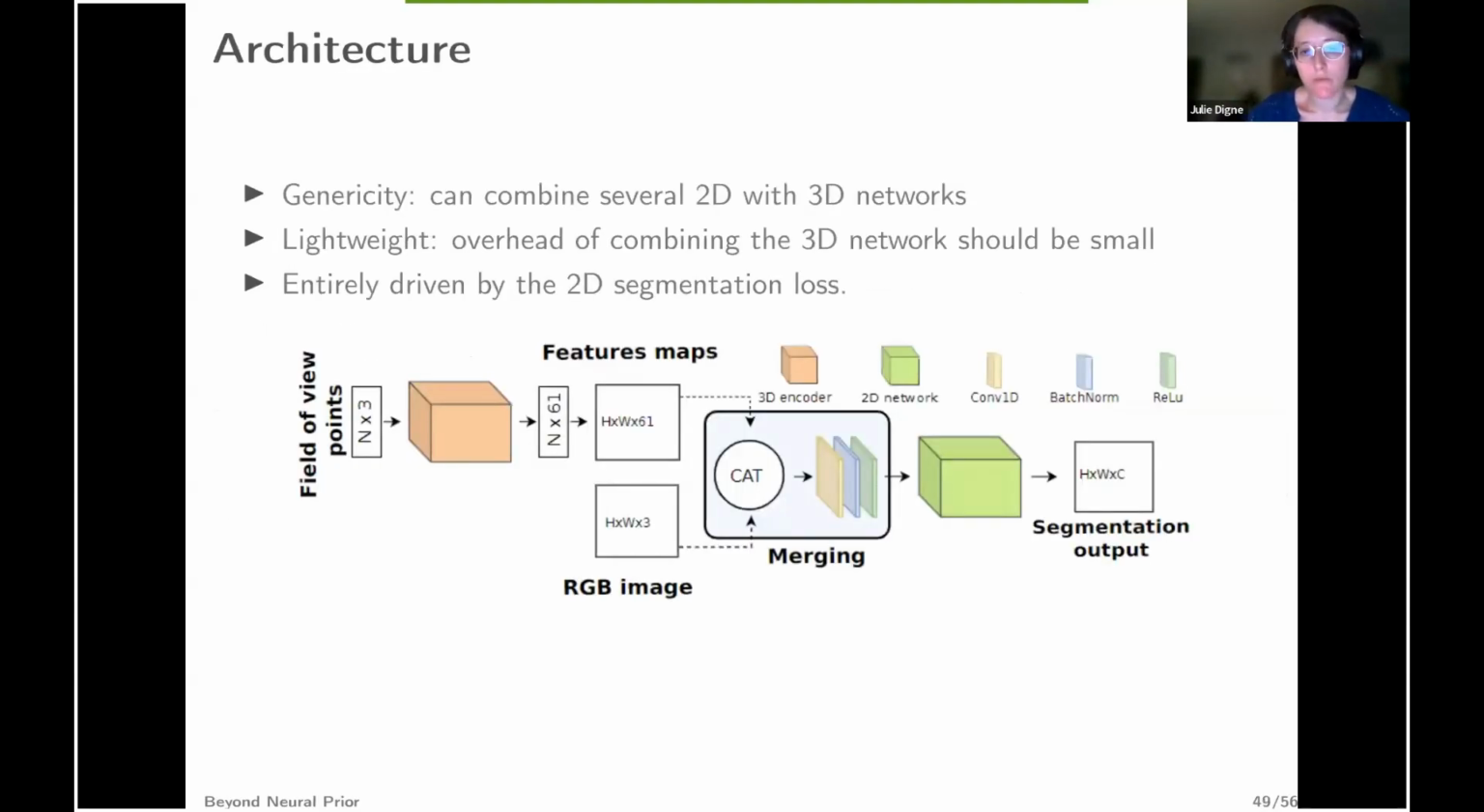So actually the architecture we worked with is very simple. The idea is that it's generic, so you can combine an off-the-shelf 2D network with an off-the-shelf 3D network if you want. And the overhead of combining both is extremely light. What we do is that we take the points which lie in the field of view of the camera. We run them through a 3D encoder. We get a set of per-point features, we project them on an image, and we merge them with the RGB information, and then we feed this merged image, with 64 channels, through whatever network you like for your 2D segmentation, and then we get a segmentation output, and we can train everything only with the 2D segmentation loss. So let's forget about the 3D annotation.